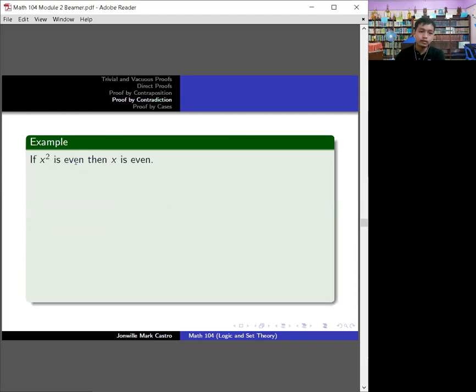If x squared is even, then x is even. So, proof by contradiction: we assume that x squared is even and x is not even, so x is odd. Assume x squared is even and x is odd.